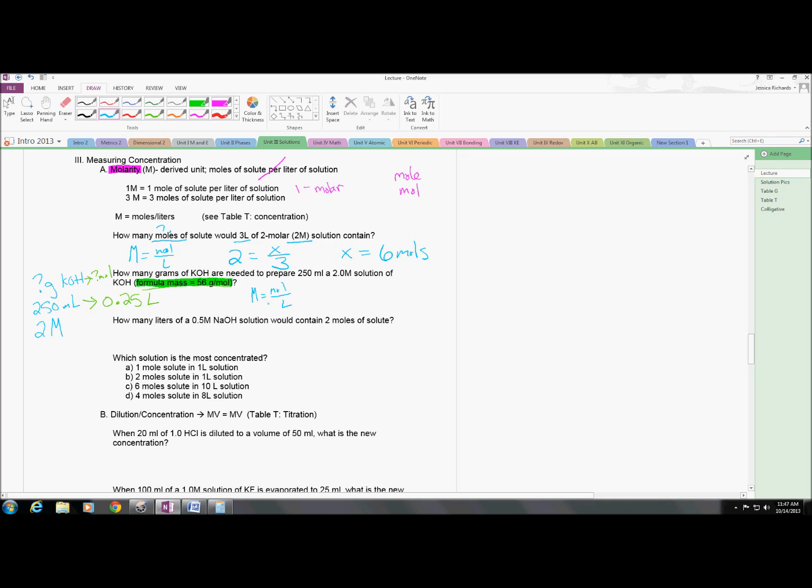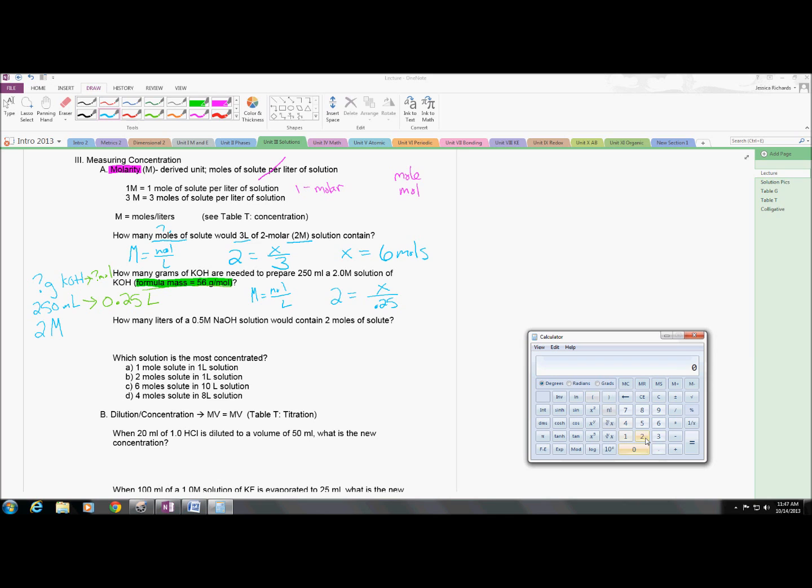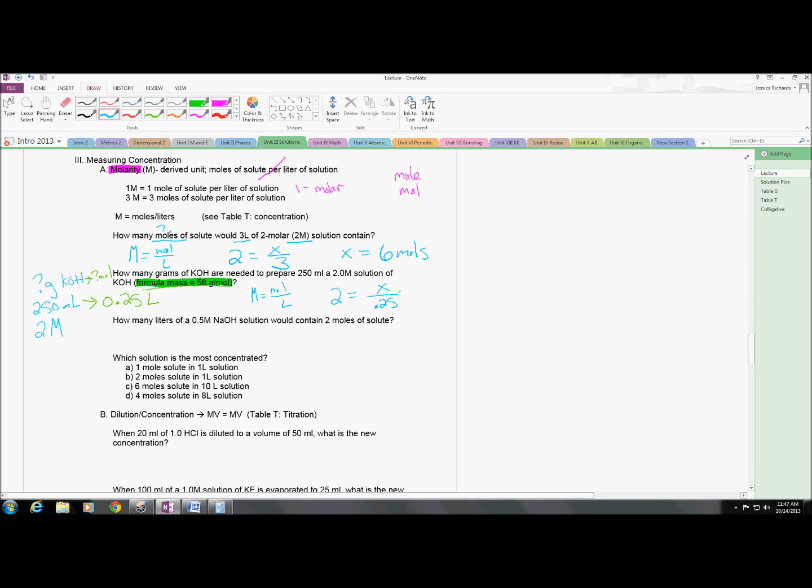I have a molarity, that's 2. I have a liters now, that's 0.25. And that's going to give me a certain number of moles. So to solve for that, 2 times 0.25, and I have 0.5. And remember that your units then were moles.